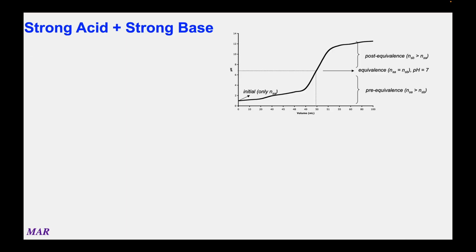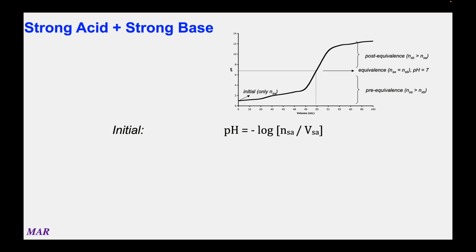If you have a strong acid, strong base titration, you can figure out the pHs of these different points. We're just going to gloss over them here, but if you're curious, definitely reach out to me. I can tell you more. Initially, you only have a strong acid, so your pH is going to equal the minus log of the concentration of the acid, or moles of strong acid divided by volume of strong acid.